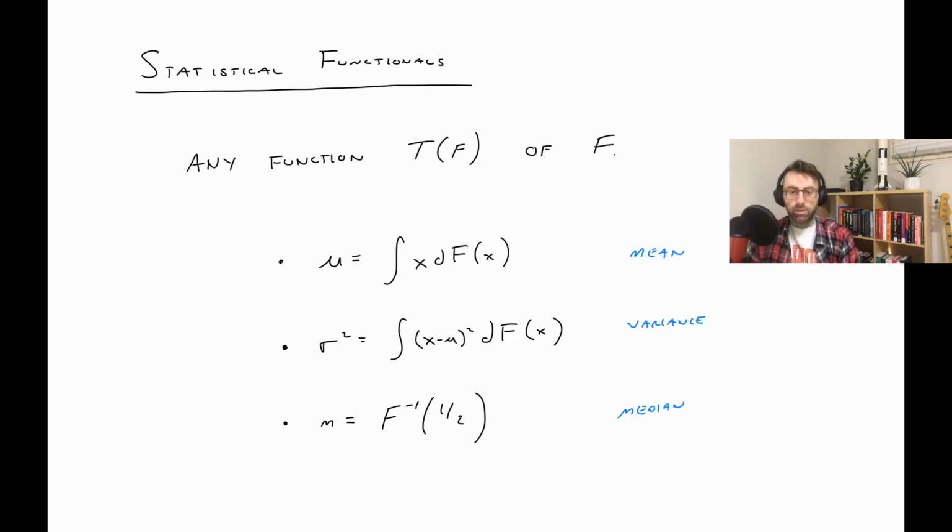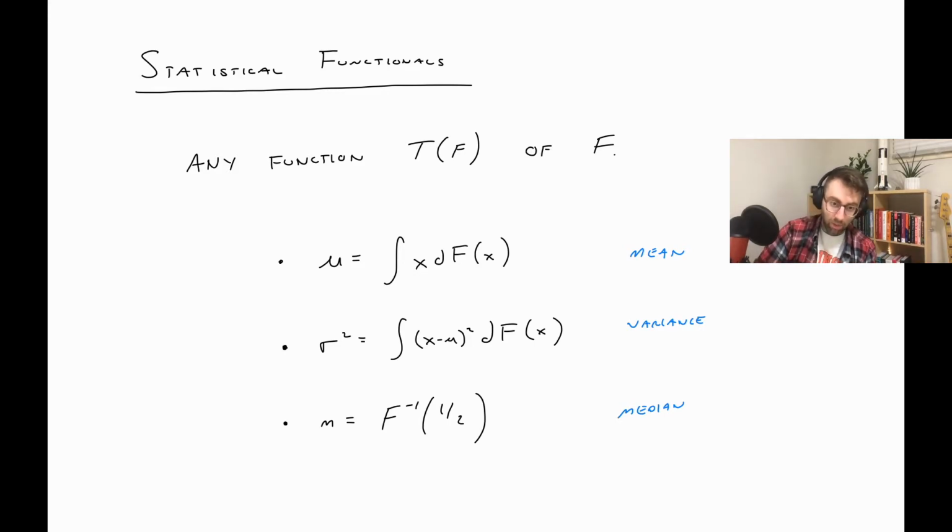I want to introduce the correct nomenclature here, which is what we will call a statistical functional. So if we have some function T of F, a function of the distribution function, we say that is what's called a statistical functional. And you've seen a bunch of these before, right?